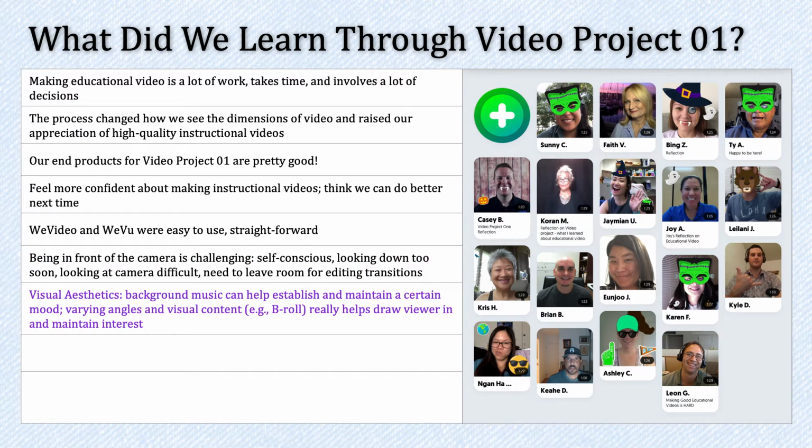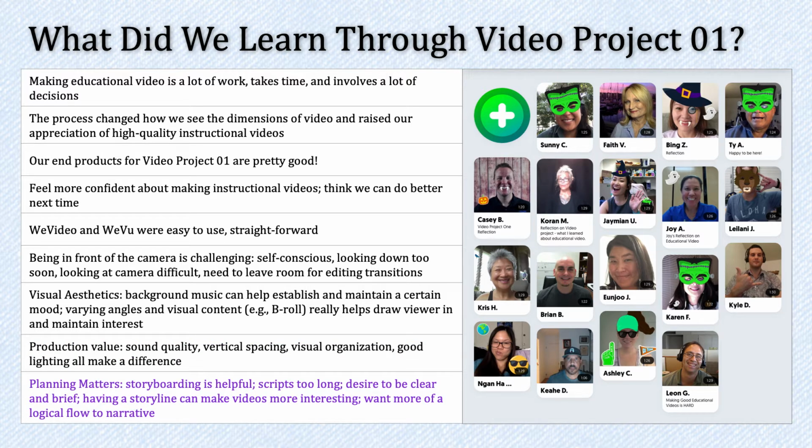Next, there were some reflections related to visual aesthetics. In particular, you noted that background music can help establish and maintain a certain mood. You also noted that varying angles and visual content such as B-roll and still images can really help draw in the viewer and maintain interest. Another noticing was related to production value, that sound quality, vertical spacing, visual organization, and good lighting all make a difference in how the overall quality of the video emerges.